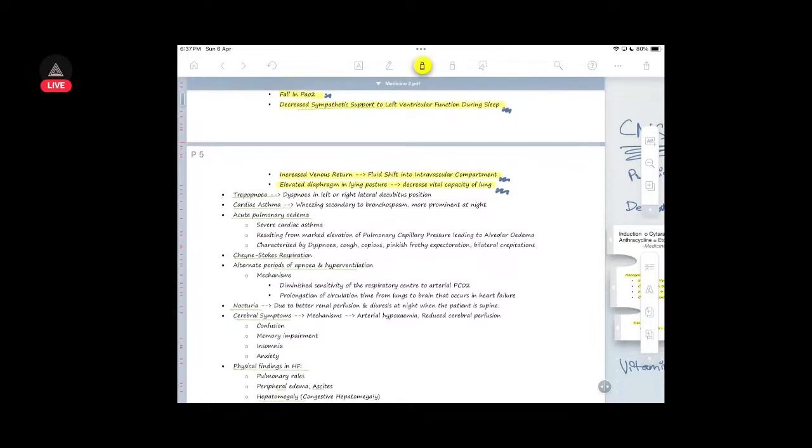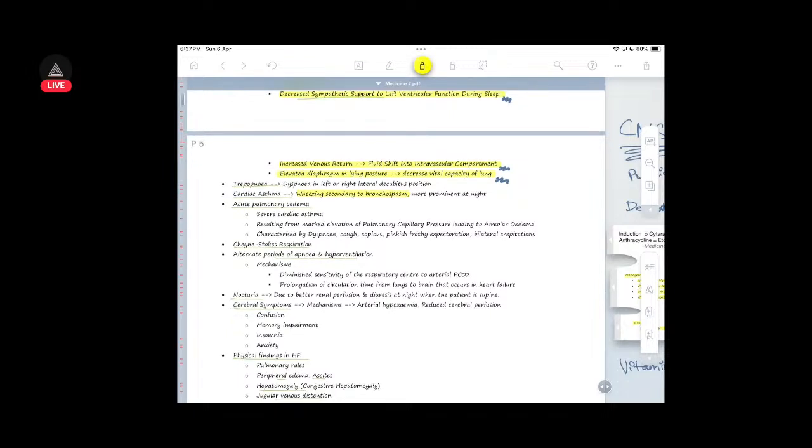Trepopnea, left or right, no one cares. Cardiac asthma is wheezing secondary to bronchospasm. That's it. Acute pulmonary edema is severe cardiac asthma.